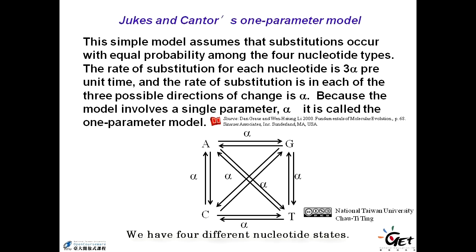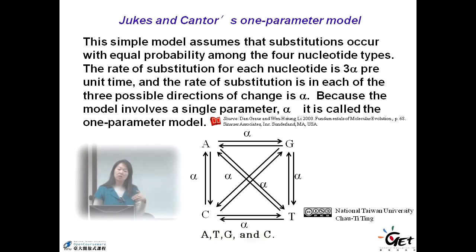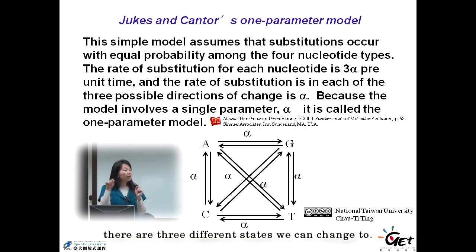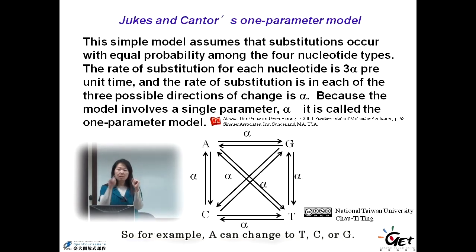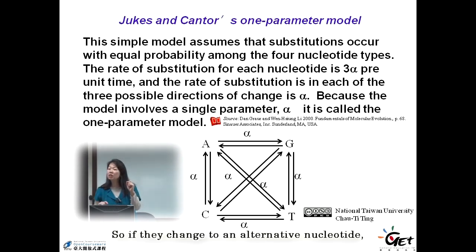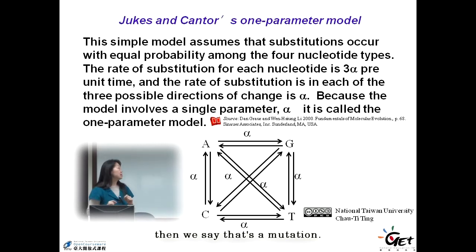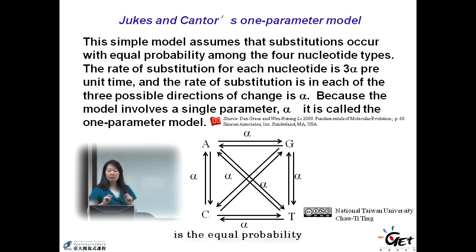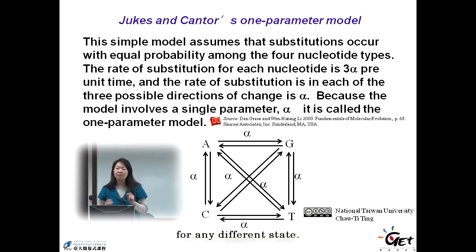We have 4 different nucleotide states, A, T, G, and C. For any given nucleotide, if a mutation occurs, there are 3 different states they can change to. So for example, A can change to T, C, or G, right? If they change to an alternative nucleotide, then we say that's a mutation. And the parameter we are assuming here is the equal probability for any different state.